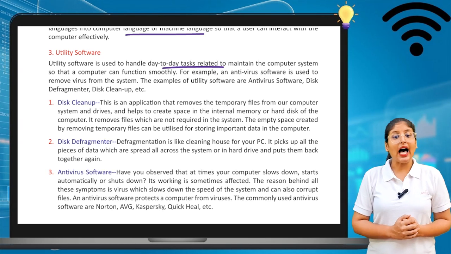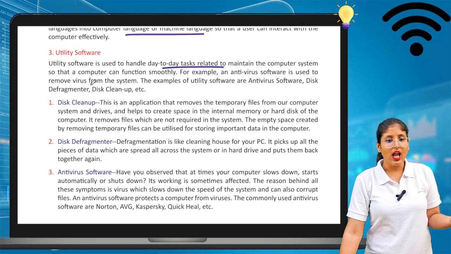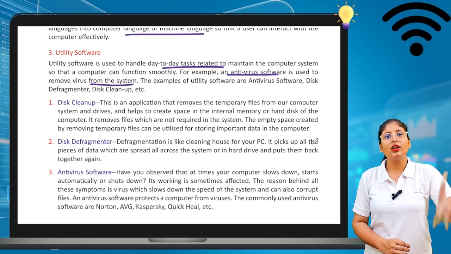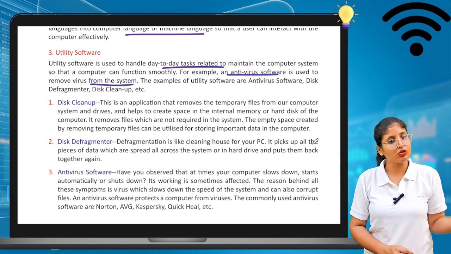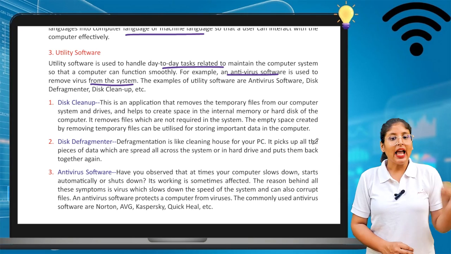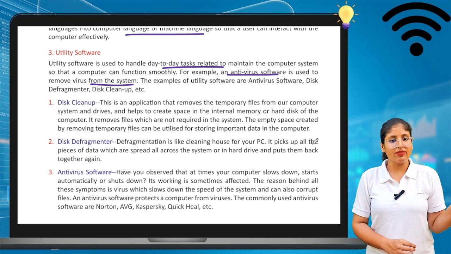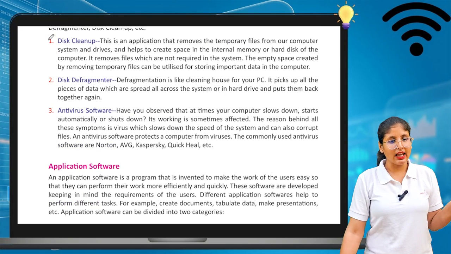For example, antivirus software is used to remove viruses from the computer. Nowadays, antivirus programs are very popular for removing viruses from the computer. This software works on a day-to-day basis to remove viruses from the computer. So this is utility software. Examples of utility software are antivirus software, disk defragmenter, disk cleanup, all these things. Let's see them one by one.